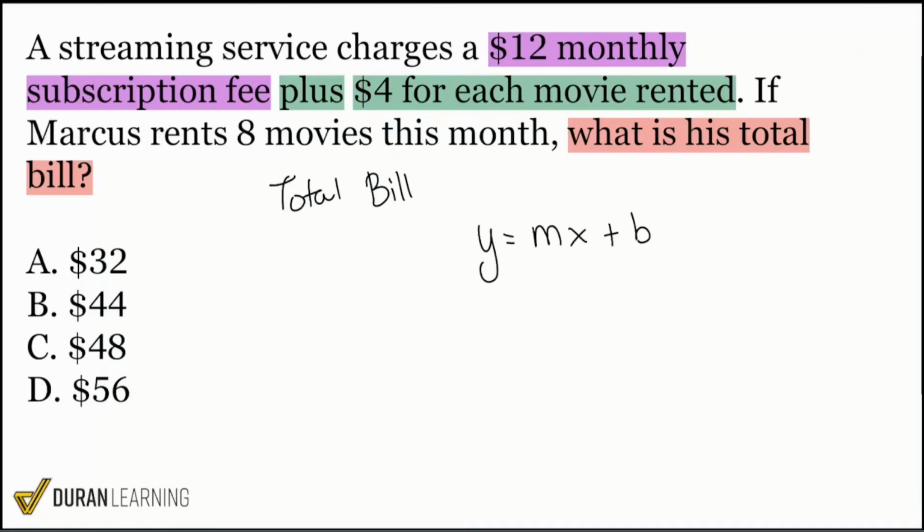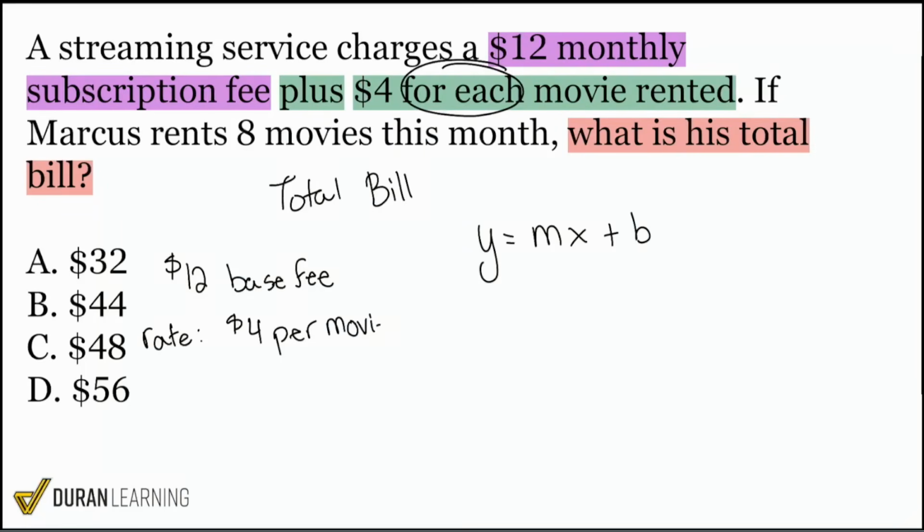So if you think about this, we have $12 as the base fee. And then we're charged a rate of $4 per, again, the word or phrase for each. That's the same thing as saying per. So we're charging $4 per movie. And we see here that Marcus rents 8 movies. And so there we go. We have 8 movies being rented. And we want to know what the total bill is.